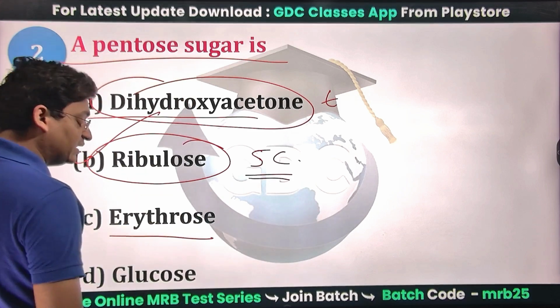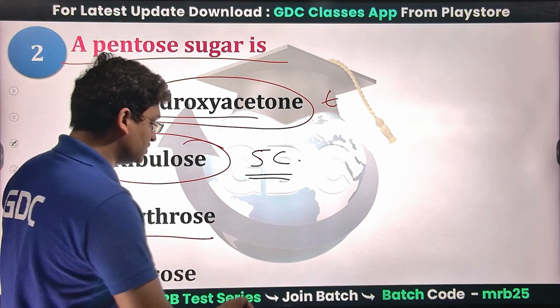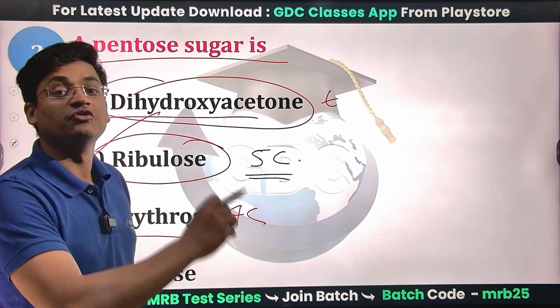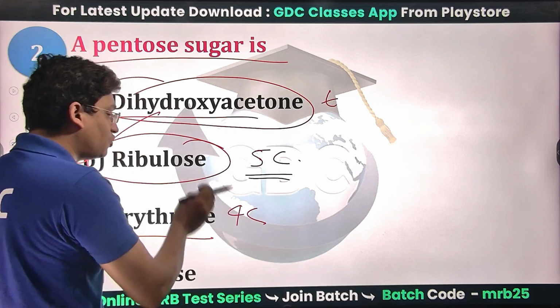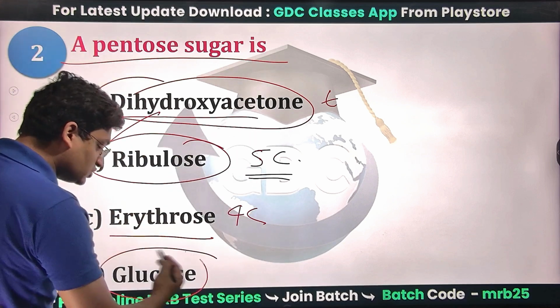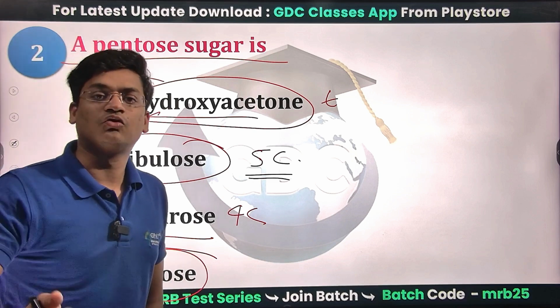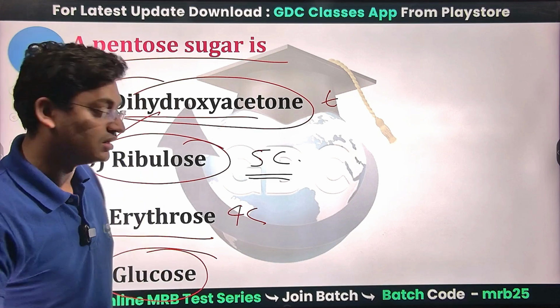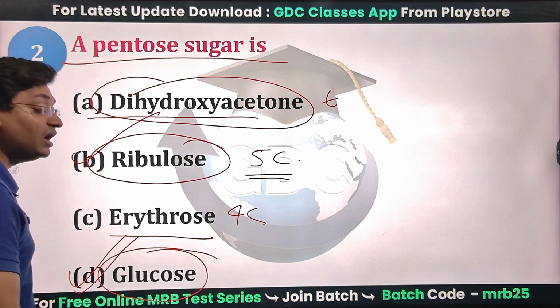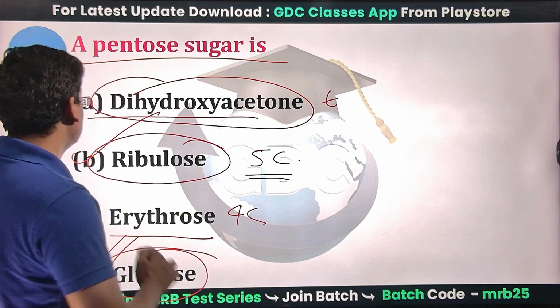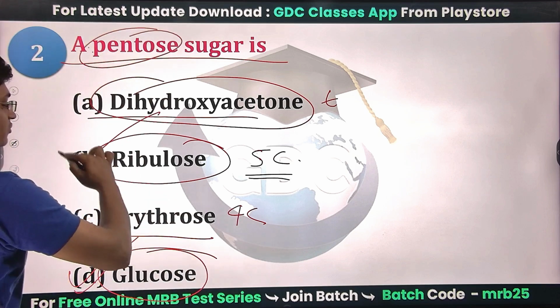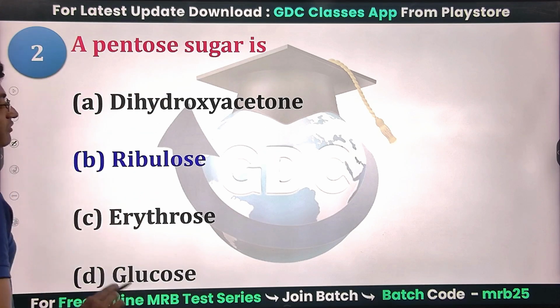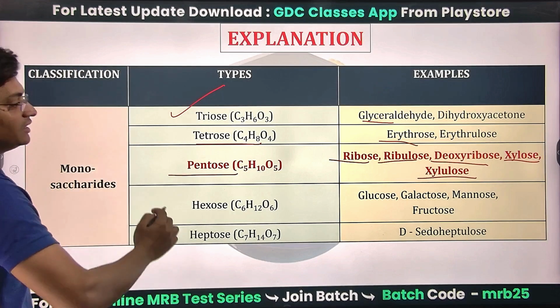Erythrose has a 4 carbon system, so it will be a tetrose. So triose, tetrose, pentose. And in the case of glucose, fructose, galactose, and mannose, all have a 6 carbon structure, so they are hexose sugars. So the right answer for the pentose sugar will be ribulose. That is, B will be the right answer.